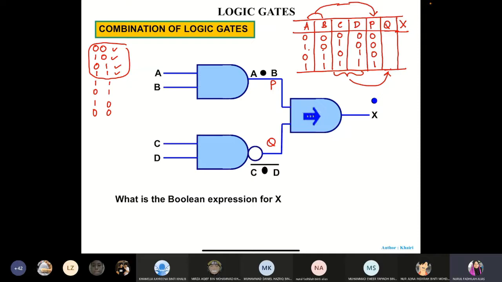Q. So Q ni 0, 0, 1, 1, 1, 1, 0, 1, 1, 1, 0, 1, 1, 1, 1, 0, 0. Okay. How do you get these values? Okay, we know because of the gates. Now, P and Q is another input for final output.